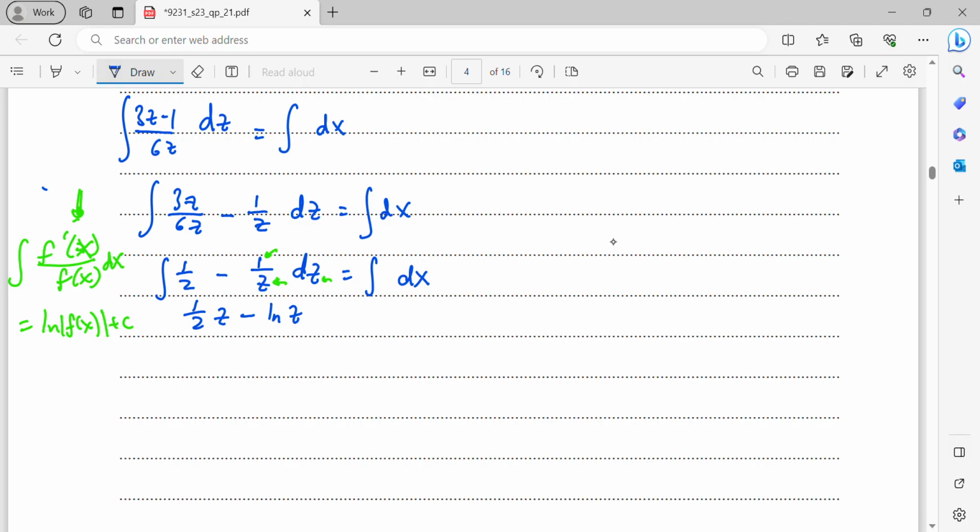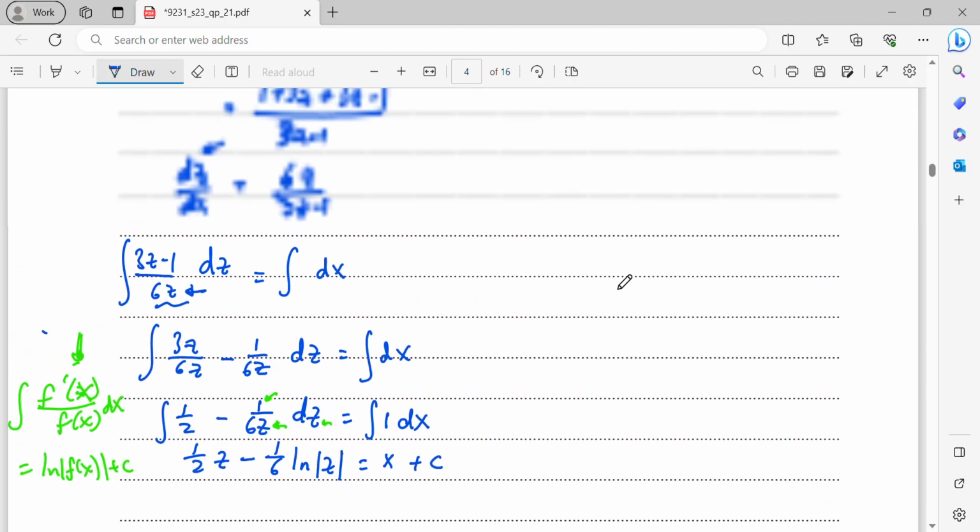Now be careful with this. This is 6z, but here I just wrote z, so I should have another 6 in the denominator. That means I will factorize a 1 over 6 and then integrate 1 over z, which will be ln of the modulus of z. I will always put the modulus sign here to make sure that it is positive. Then integrate dx: this is actually integrate 1 dx, then you will get x, then plus c.